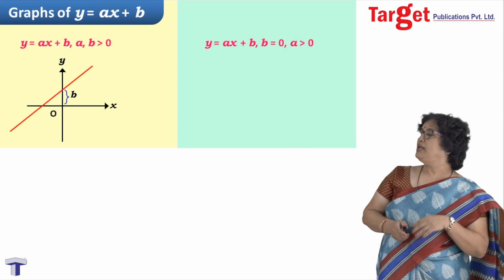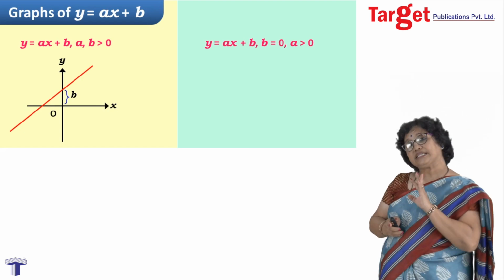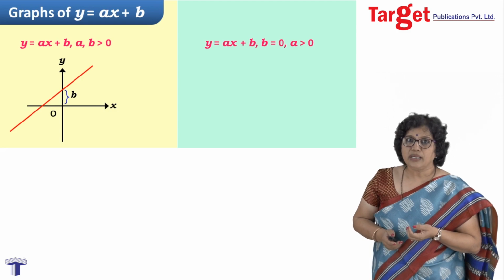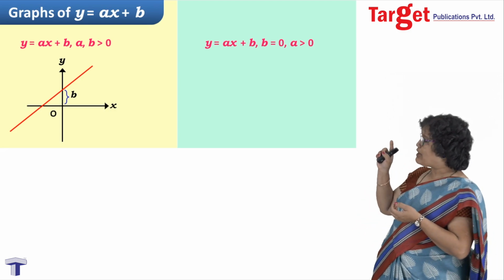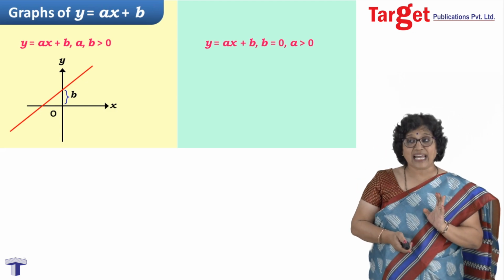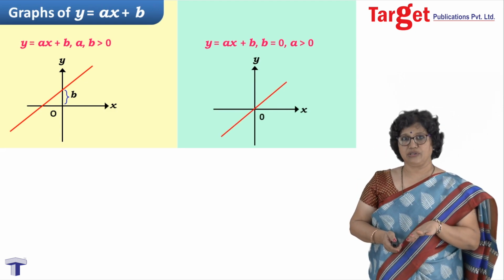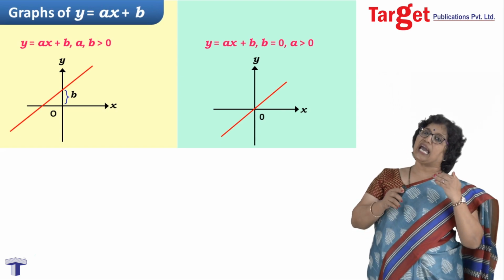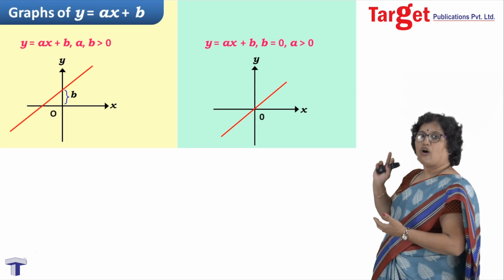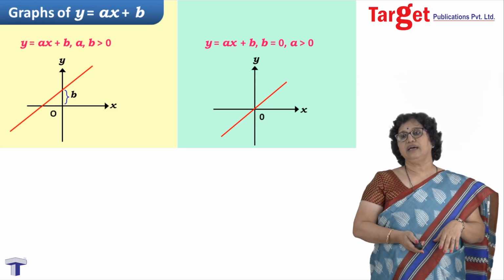I take the second one. And I take now that b is 0 and a still greater than 0. If b is 0, then what will happen? That upper part, what I have shown in the previous graph, which I have shown as b, that would disappear. And hence, the line would pass through the origin because b is 0. And I have kept a still greater than 0. So basically, the direction of the line still remains the same.